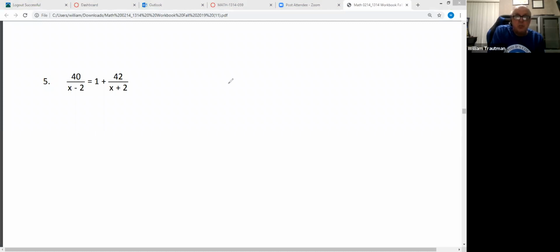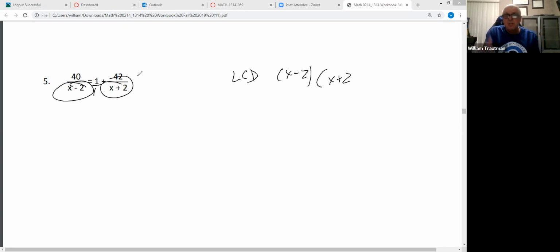So I'm not going to do it, but I'm going to at least tell you the LCD, right? The LCD is x minus 2, x plus 2, the bottom. All right. So that's it. Let's move on to number 6.